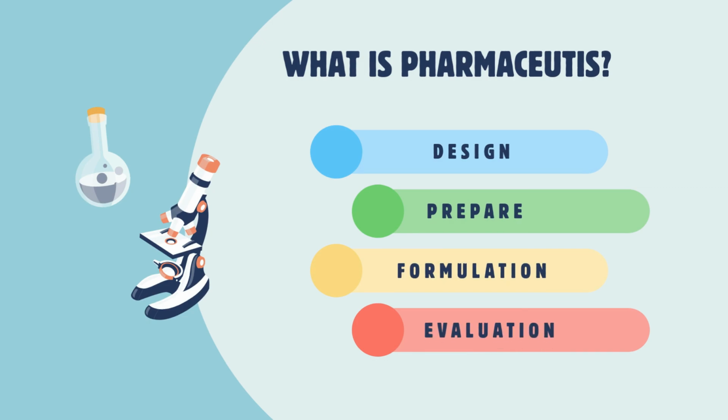Before we get into the syllabus, first we need to understand what pharmaceutics is. A drug alone cannot be given directly to the patient. It must be prepared properly. So we make it into tablets, capsules, syrups or creams. This process is called pharmaceutics. Pharmaceutics is the science and art of designing, preparing, formulating and evaluating the drug dosage form.